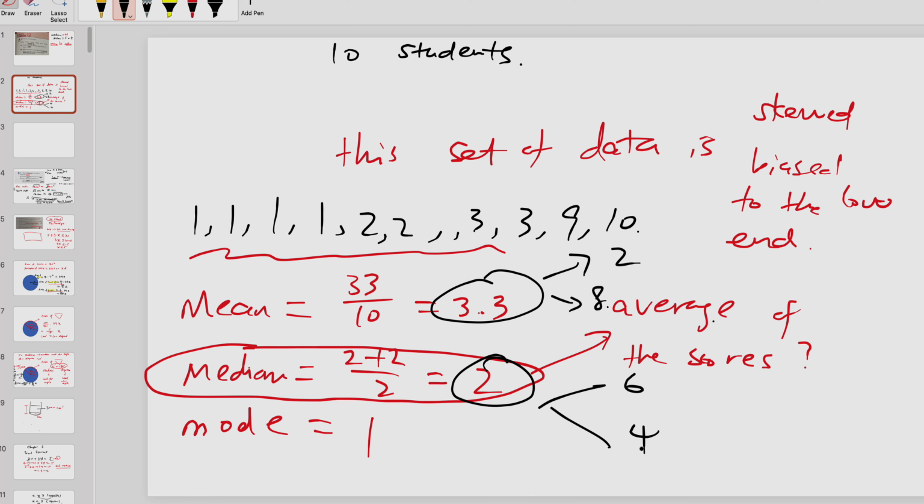3.3 doesn't represent most of them. 8 of them score less than 3.3, right? So 8 of them don't score 3.3, and you tell me 3.3 is a fair gauge of the average? Doesn't make sense. So how do you decide next time which one is the fair gauge? You just look at it this way.